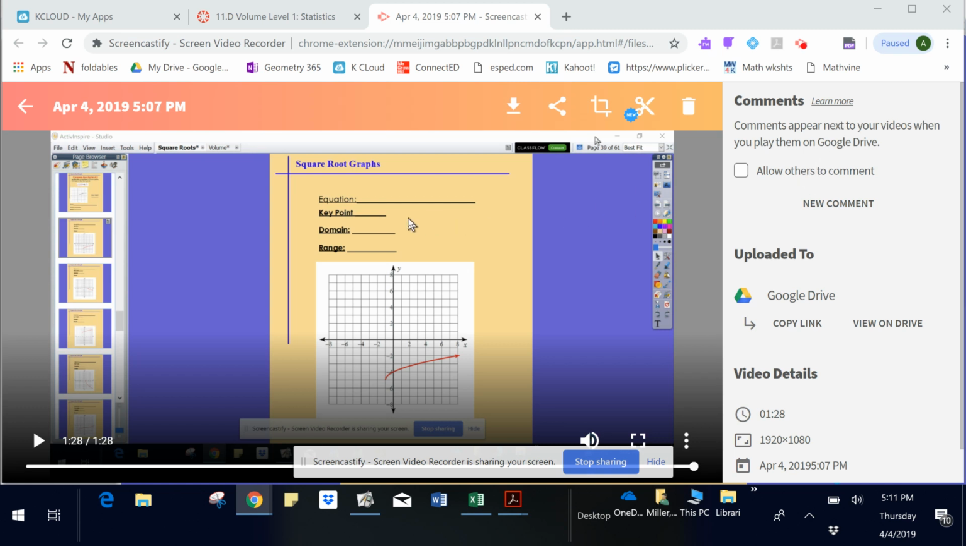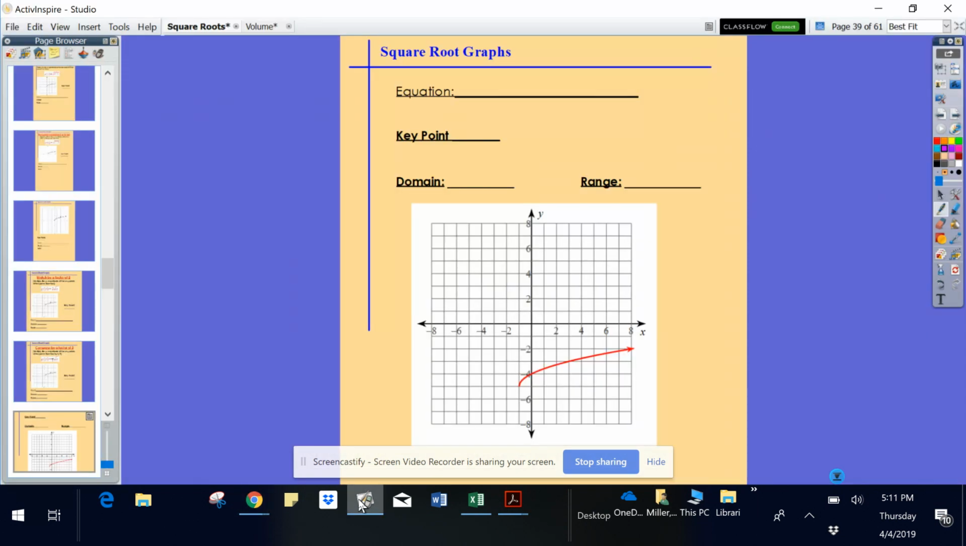Hello, friends. Okay, so we have been talking about how to make square root graphs, how to graph them, how to know where the key point is, and how to find the domain and the range. Now what we're going to do is look at a graph and write the equation for the graph. So the first thing we need to do is find our key point.